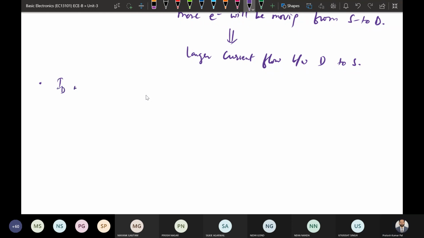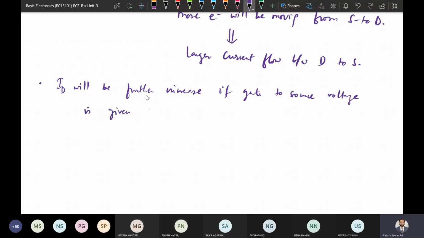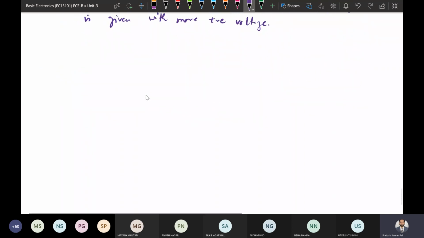And this current will further increase. So ID will further increase if gate to source voltage is given with more positive voltage. So if we are applying a more positive gate to source voltage, then ID will be increasing more. Okay. So with respect to that, we will again plot the characteristics.